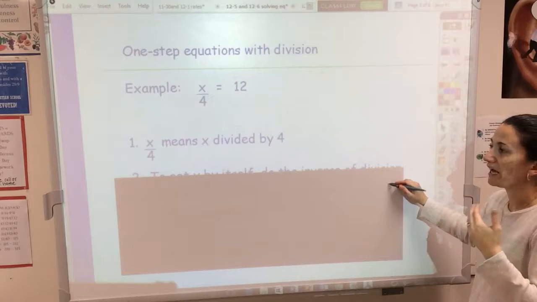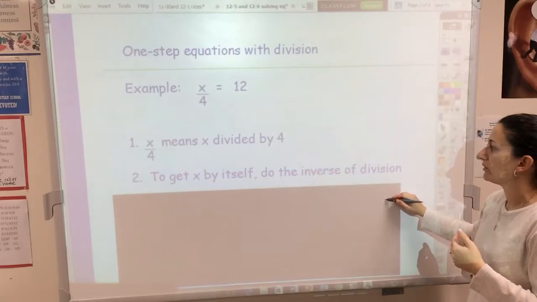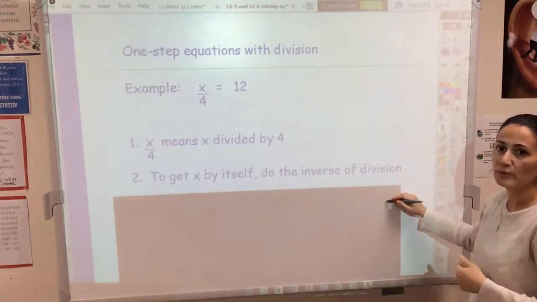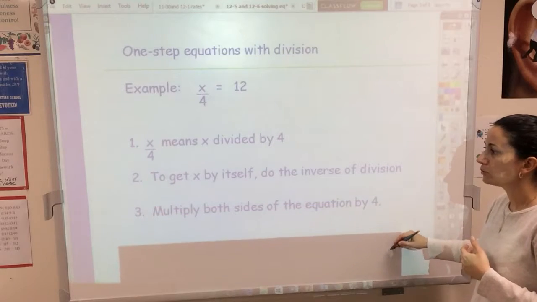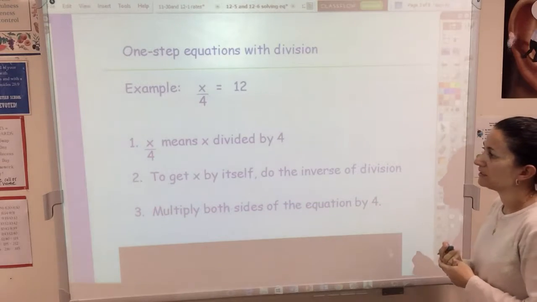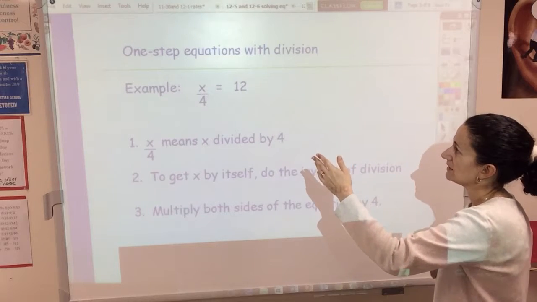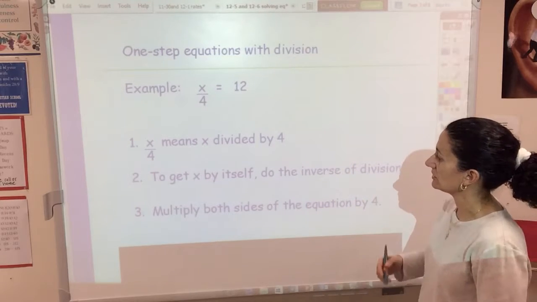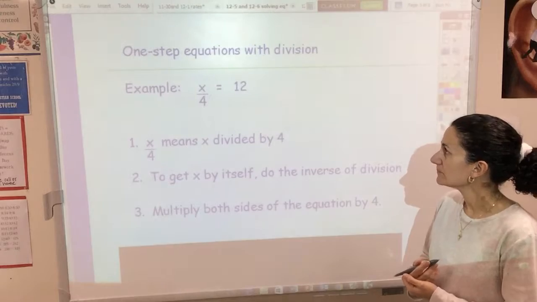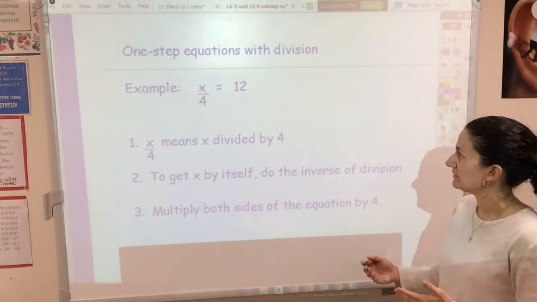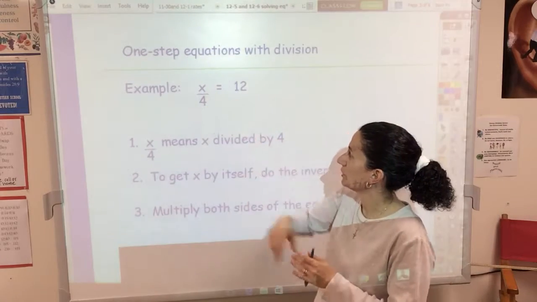We are going to try to isolate x. We are going to use the opposite operation, and whatever we do to one side, we're going to do to the other. So in this example, we're going to do the inverse of division. The opposite or inverse of division is multiplication. And we're going to multiply both sides of the equation by the number with the variable.